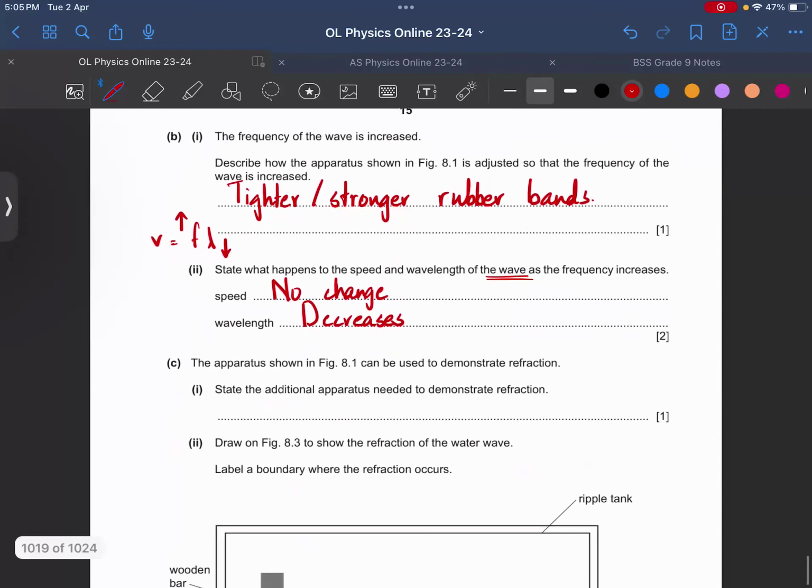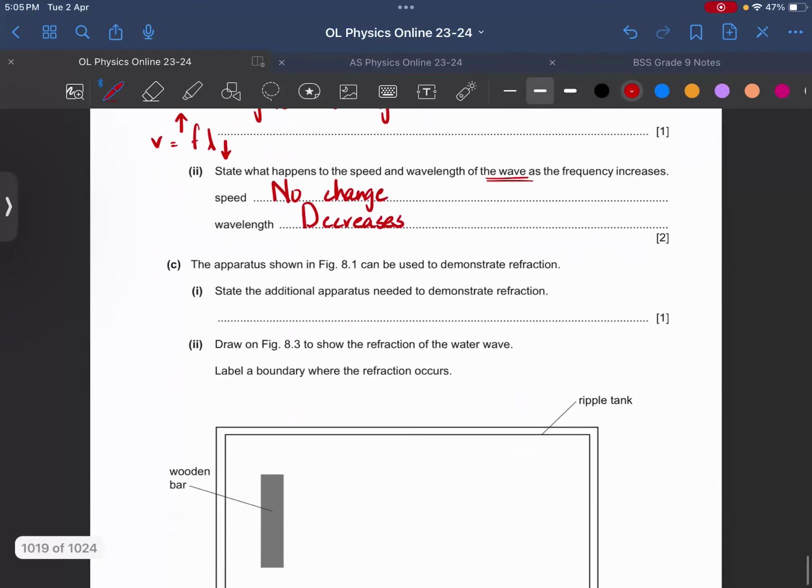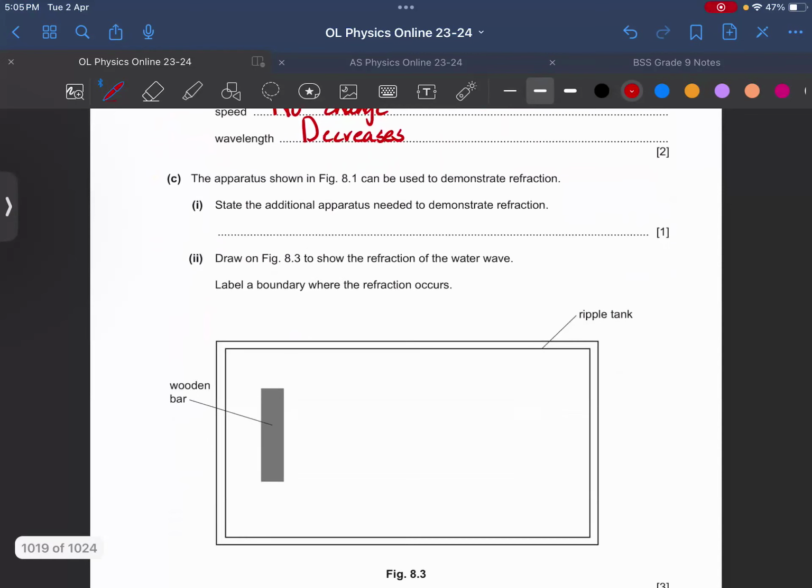Apparatus shown in 8.1 can be used to demonstrate refraction. State the additional apparatus needed to demonstrate refraction. आपको पता है कि आपको वो ग्लास ब्लॉक, ग्लास स्लैब चाहिए होता है, so that you can create regions of deep and shallow water. ठीक है, draw on 8.3 to show the refraction, label a boundary where the refraction occurs.